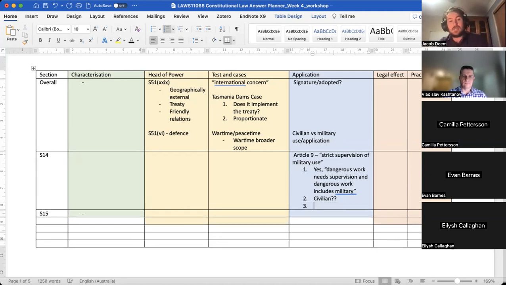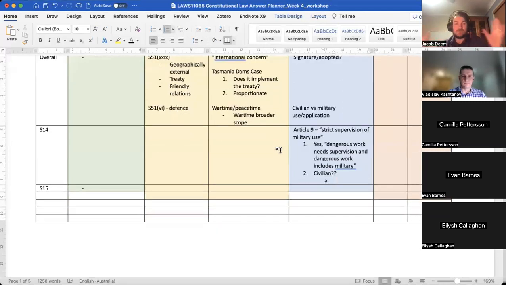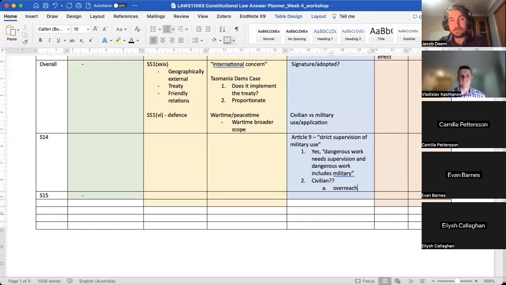If you were representing some sort of civilian manufacturing group and you wanted to get these laws struck down, you'd argue that it's an overreach. You'd say that it goes beyond what the purpose is.